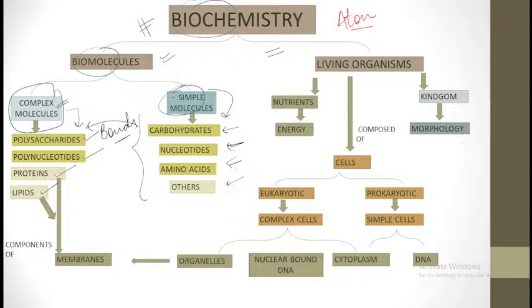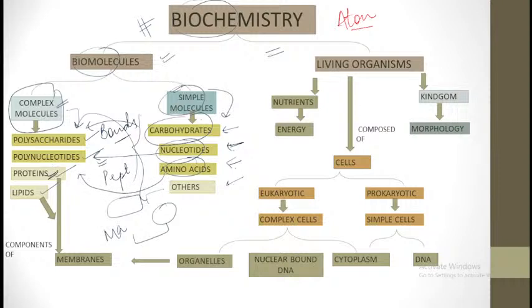For example, when one carbohydrate unit, which is a monosaccharide, joins with another monosaccharide, it leads to the formation of a disaccharide. And when various disaccharides join via a specific bond, it leads to a polysaccharide, right? In the same manner, nucleotides bond to each other forming polynucleotides. Then we have the amino acids joining together with the help of peptide bonds and forming what? Forming the proteins, right?